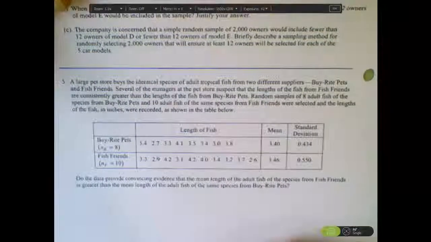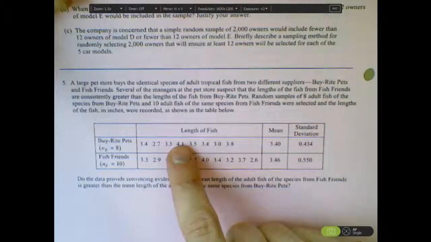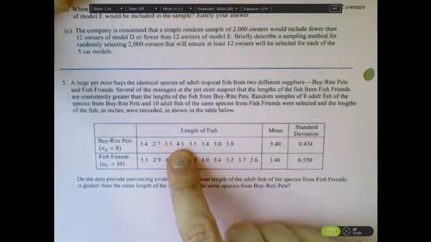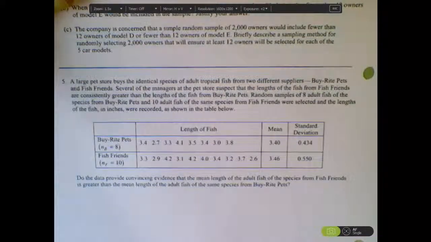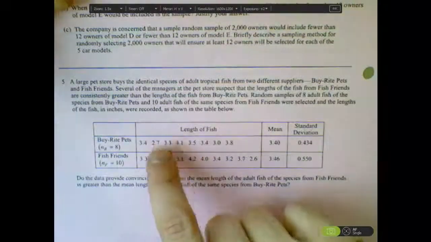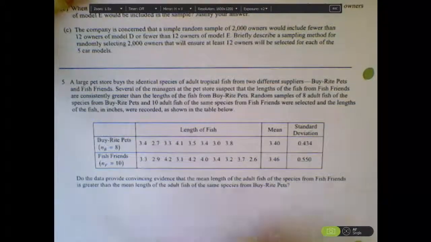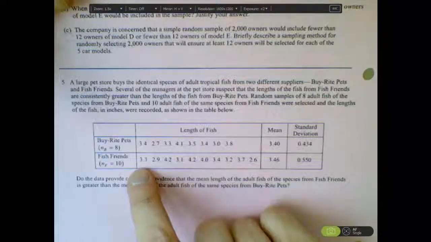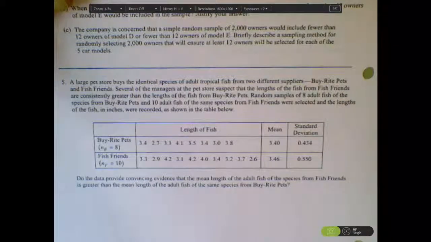So question 5, here's your inference question. Full on, convincing evidence, mean, I see length of fish, in inches, I have units. So I have quantitative data, I have 1 variable, just the length of the fish, and I have 2 samples. I need to think about, are they independent, are they paired? Well, I have fish from Byrate and fish from Fish Friends, so I have 2 independent groups. So this is going to be a 2-sample t-test is what I'm going to be looking at doing here.